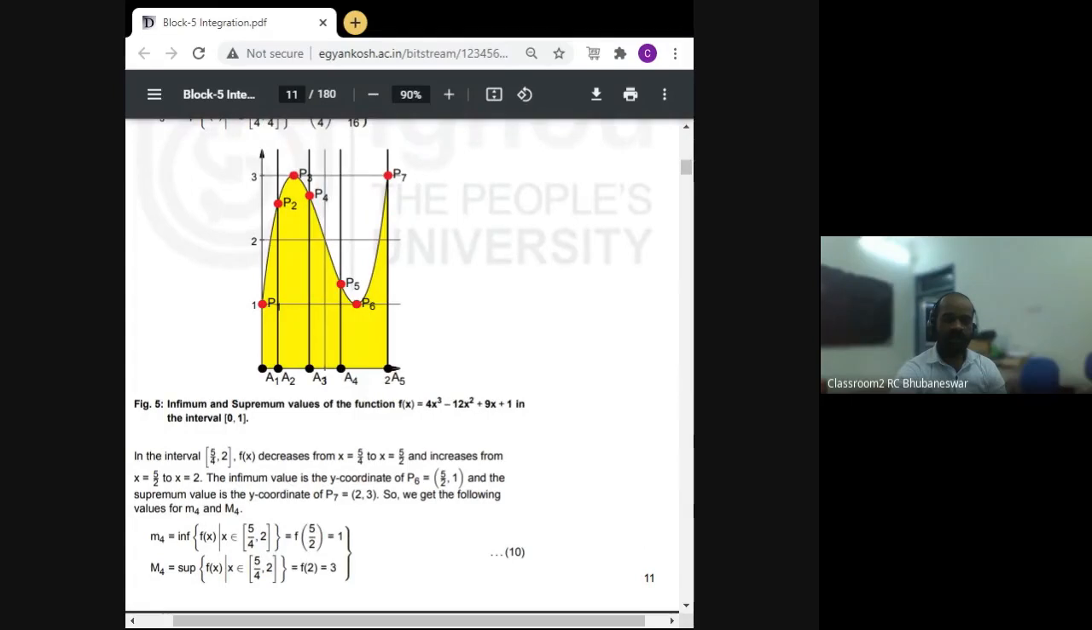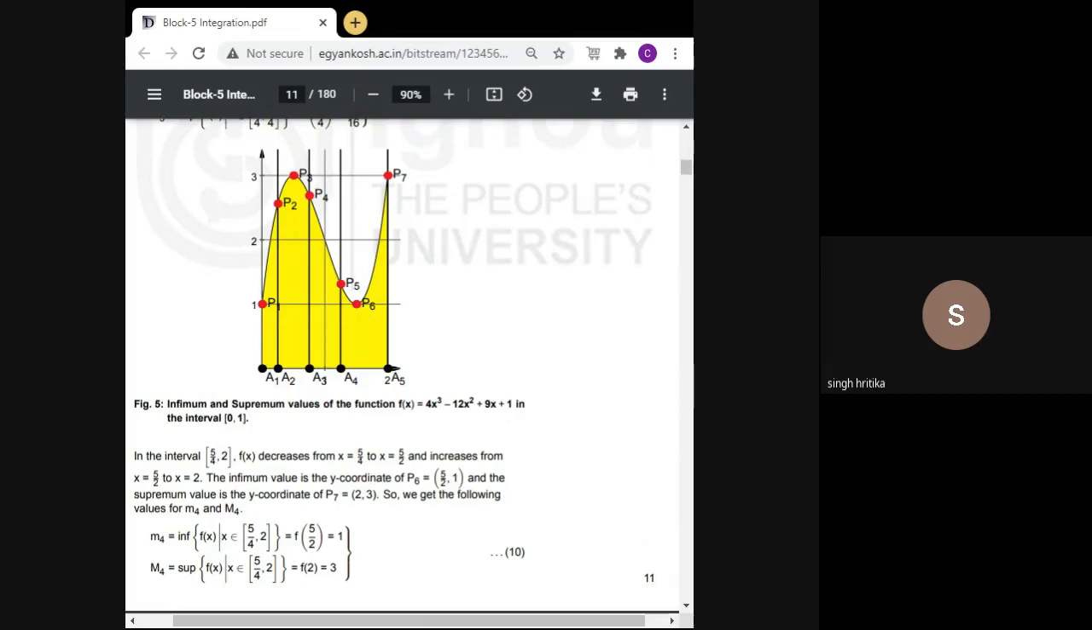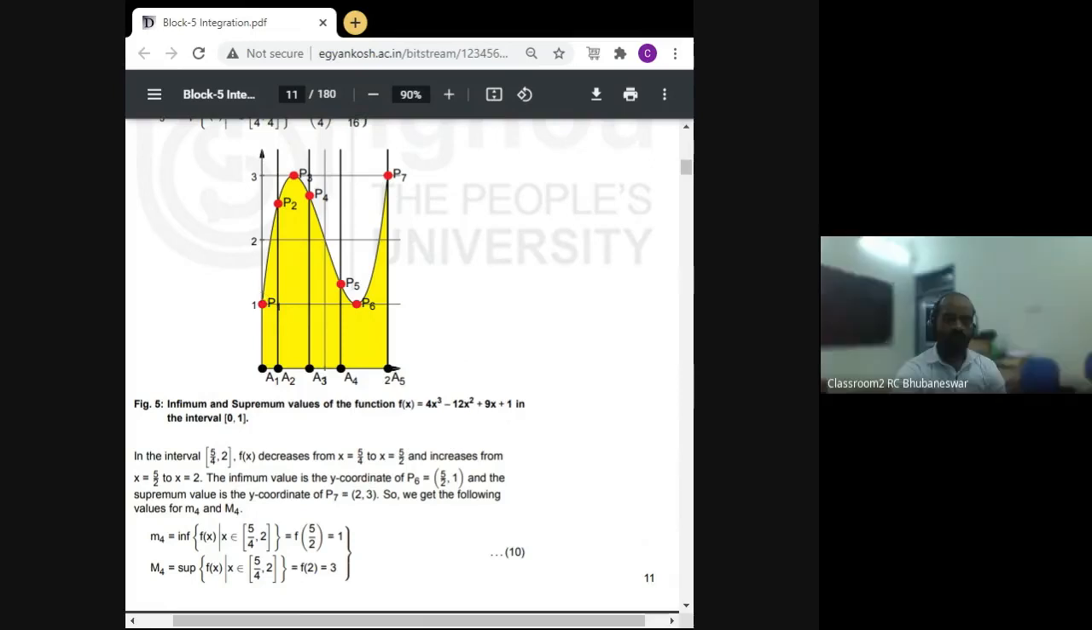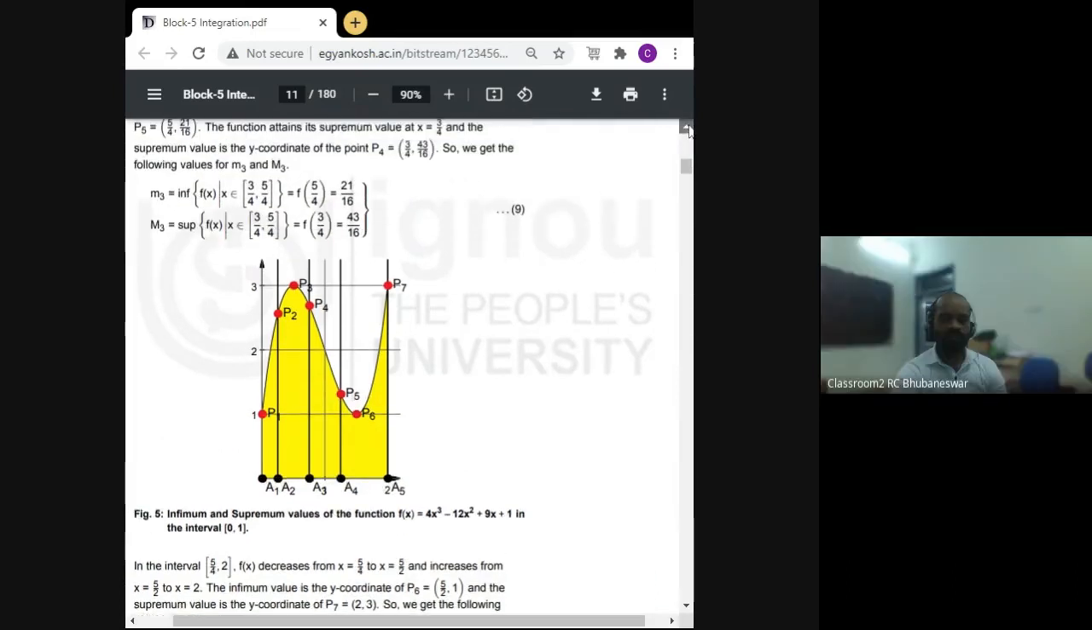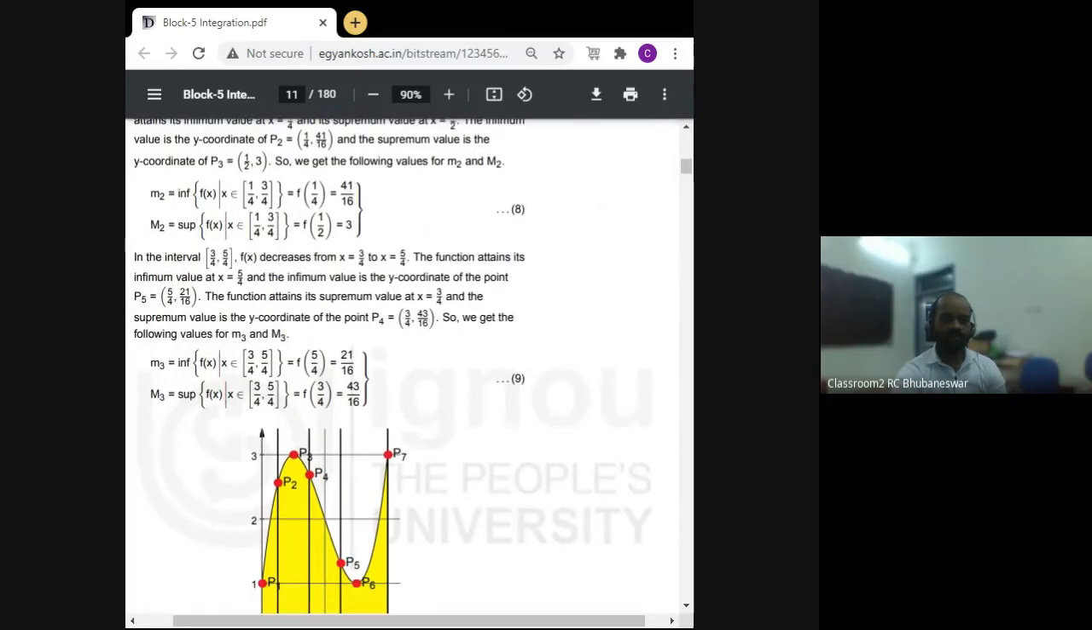So here the second interval is between A2 to A3, in between 1/4 to 3/4. Here we have to choose the lowest value as the infimum value and the highest or largest value as the supremum value inside that particular interval between A2 and A3, and they will be represented by small m2 and capital M2, as listed previously. These are at 1/4 and at 1/2.